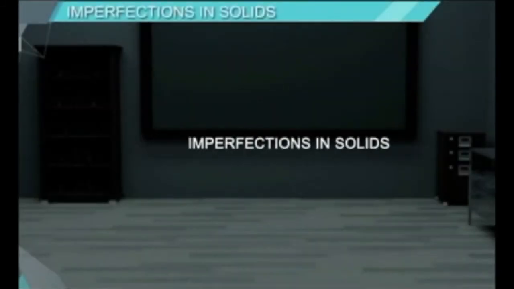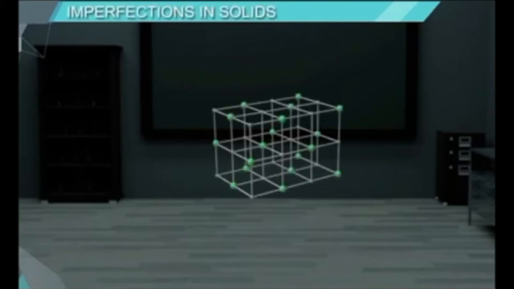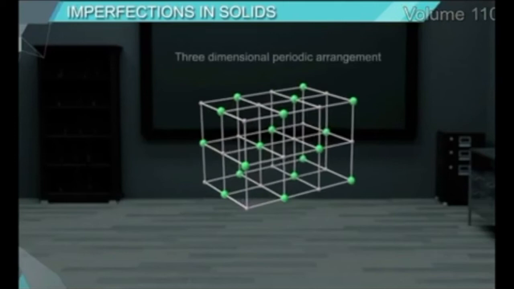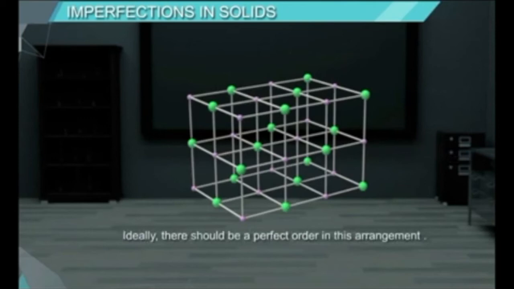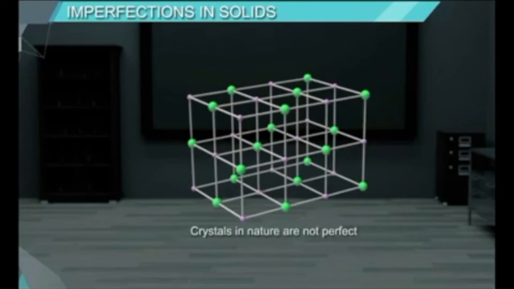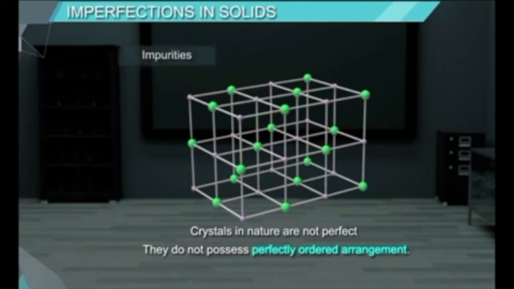Imperfections in solids. Crystalline solid state is characterized by a three-dimensional periodic arrangement of atoms or ions or molecules in space. Ideally, there should be a perfect order in this arrangement. However, crystals in nature are not perfect. They do not possess a perfectly ordered arrangement. This is due to the presence of a few impurities or due to dislocation of a few constituent particles from their normal positions.